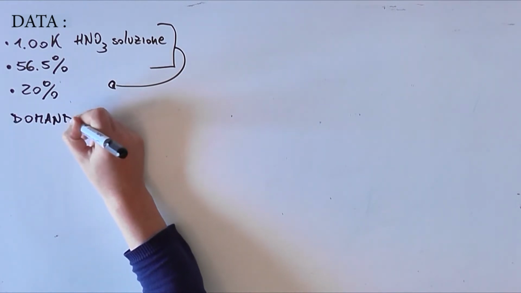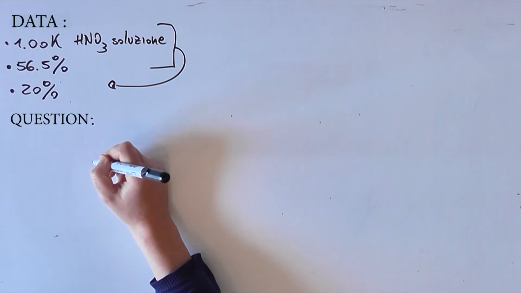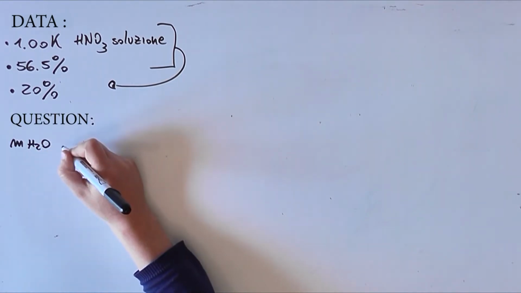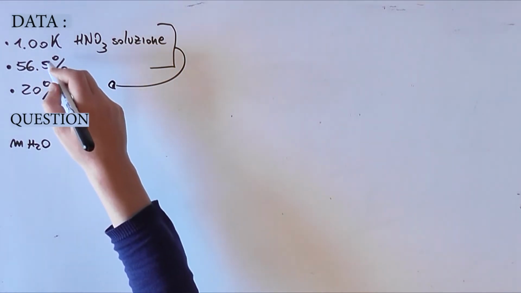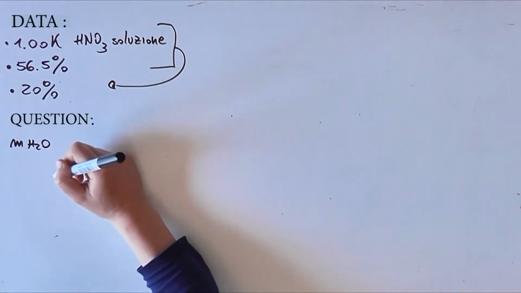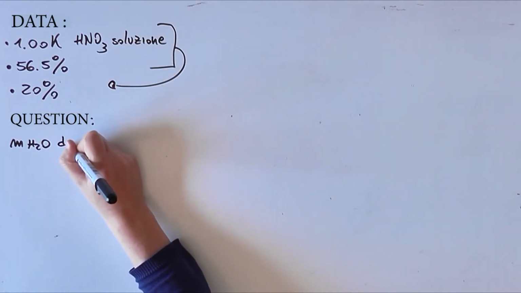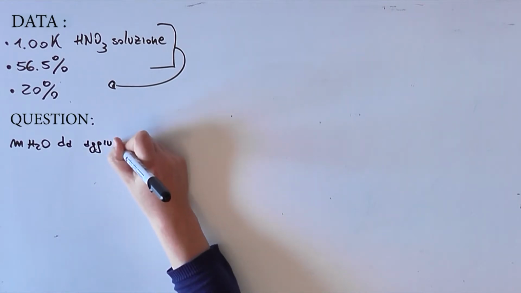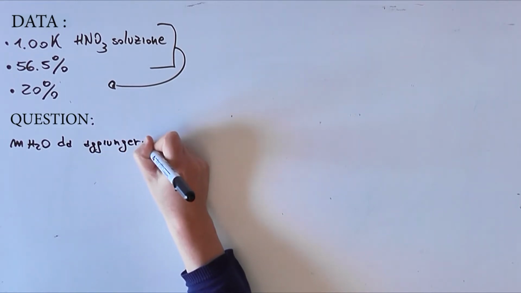The question is, how much water I need to add to the solution of 56.5% in order to gain a solution of 20%. So let's write mass of water to add here, just to remember what we need.